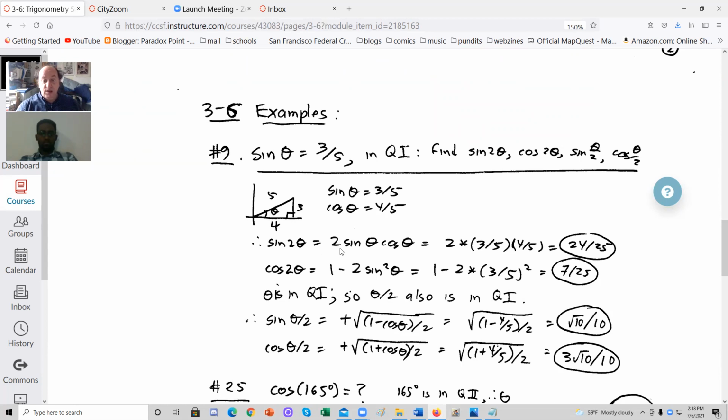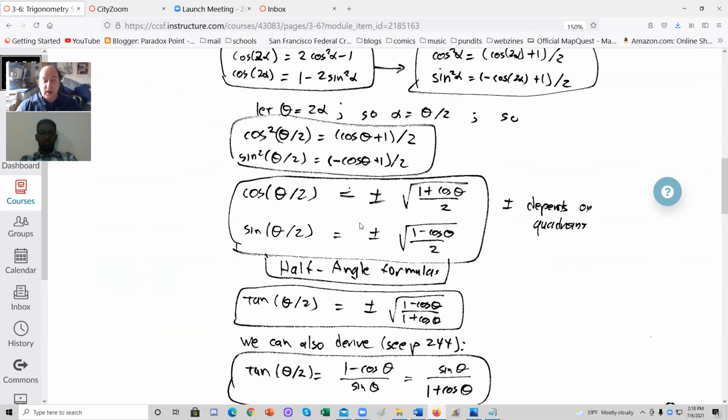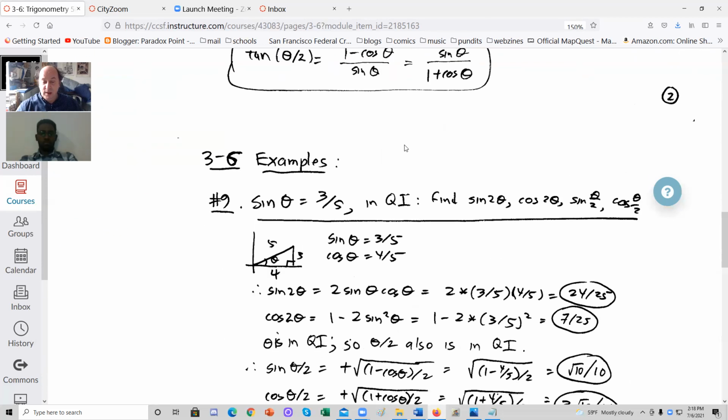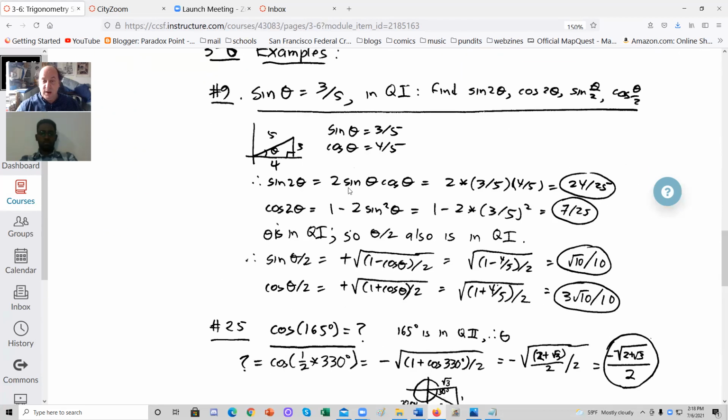Sine of 2 theta is 2 sine theta cos theta. That's over here. So we just plug it in. 2 times 3/5 times 4/5. That's 24 over 25.